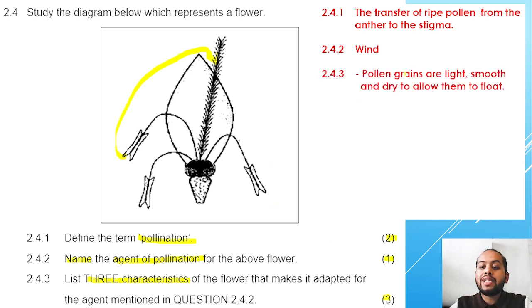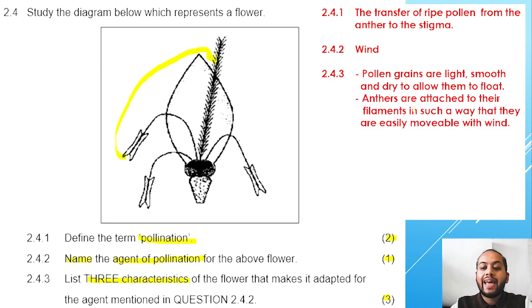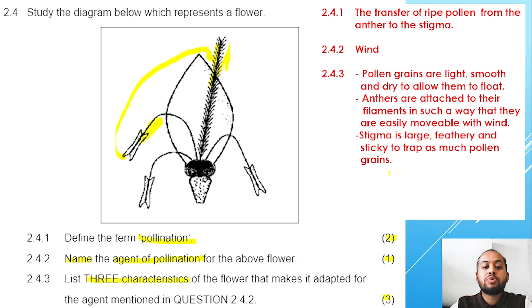Firstly, pollen grains are very light. They are smooth and dry to allow them to float. Anthers are attached to the filaments in such a way that they are easily movable with the wind. You can see they are hanging out. Stigmas are large and feathery and sticky to trap as many pollen grains as possible.